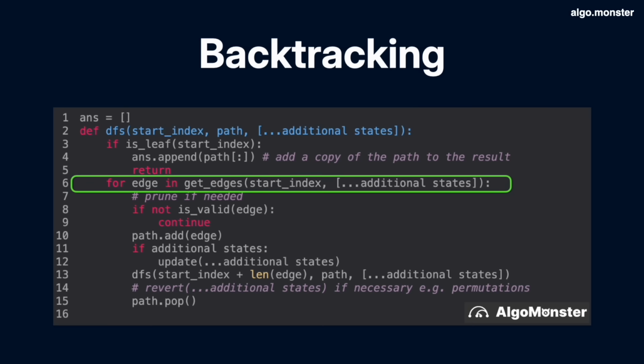At each step, we try all valid next choices, or edges, from the current state. In the case of permutations, this could be choosing the next available number. In word break problems, this could be slicing the next substring. In subset generation, it could be whether to include or exclude the next element.